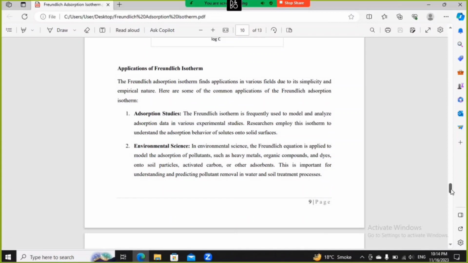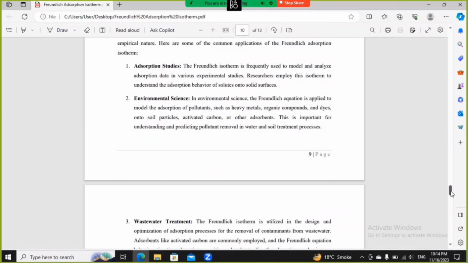Now let's move towards applications of Freundlich adsorption isotherm. The Freundlich adsorption isotherm, due to its simplicity and empirical nature, finds application in various fields. Let us discuss some of them. Adsorption studies. The Freundlich isotherm is frequently used to model and analyze adsorption data in various experimental studies. Researchers employ this isotherm to understand the adsorption behavior of solutes onto solid surfaces.